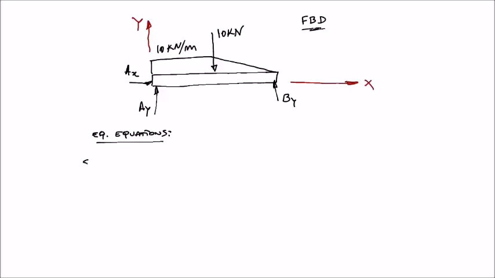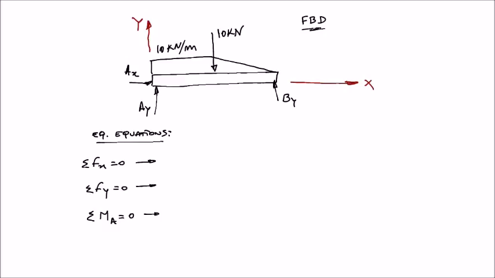So the equilibrium equations are: summation of forces in the x direction needs to be equal to 0, summation of forces in the y direction needs to be equal to 0, and summation of moments about any point, I'm going to choose point A, needs to be equal to 0. So this is a two-dimensional problem. We have only 3 equilibrium equations. Before we start writing the equilibrium equations, I'm going to replace the distributed loads with an equivalent force at the centroid of each distributed load.